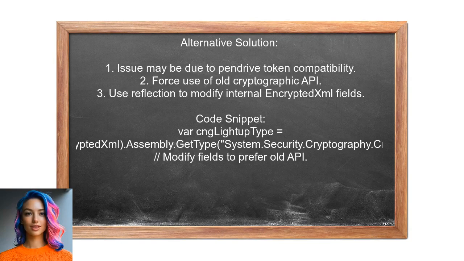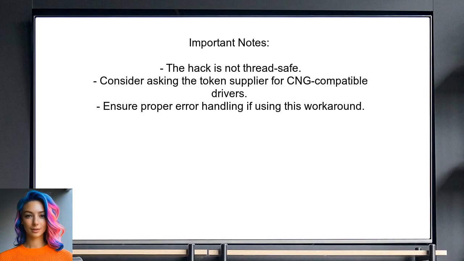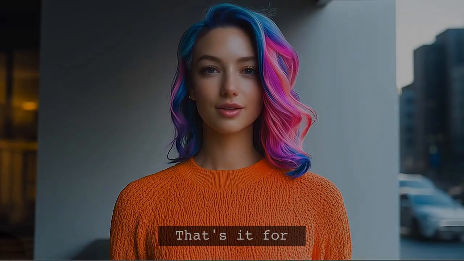An alternative solution suggests that the issue may stem from the use of a pendrive token, which might not support the new cryptographic API in .NET. The user proposes a workaround by forcing the application to use the older API through reflection-based hacks. This involves modifying certain internal fields of the encrypted XML class to disable the preference for the new API. The user warns that this method is hacky and not thread-safe, and suggests contacting the pendrive token supplier for CNG-compatible drivers as a more reliable solution. That's it for that response.